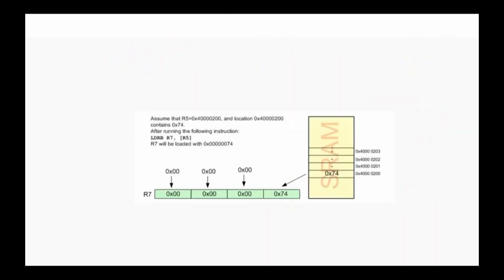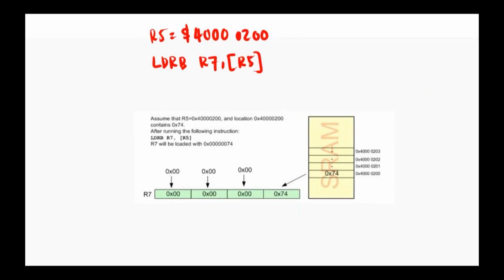Moving on to the LDRB. Again, R5 points to this address, and then you have LDRB R7, R5. First thing first, this instruction asks you to take a byte of data from the location pointed to by R5. So you go to this location. Taking a byte of data means that you only copy 8-bit data. So this is enough. Put it into your R7. That's why your R7 will have a 74.